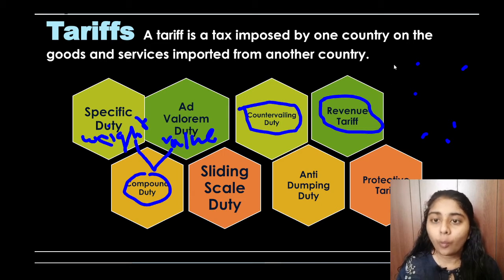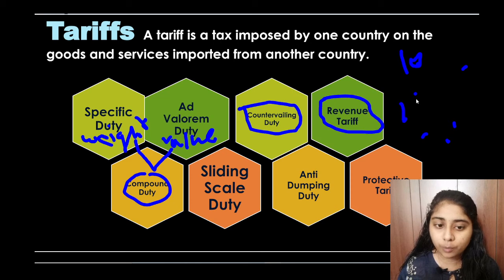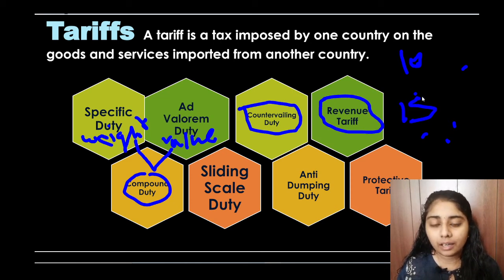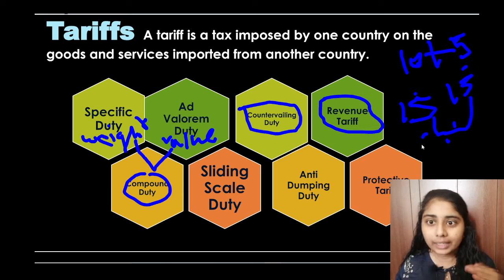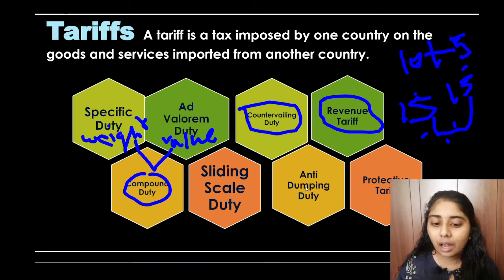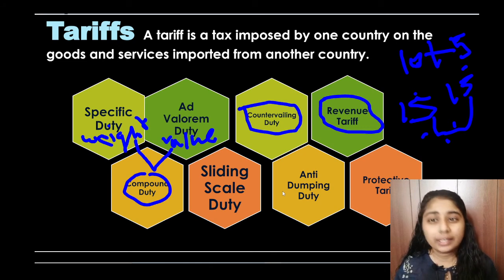Then comes anti-dumping duty. As I told you, suppose the foreign product costs rupees 10 and the domestic product costs rupees 15. Taking the case of India, suppose in India the product costs rupees 15 and in another country it costs rupees 10. People will prefer to buy the product at rupees 10 only. So what will the government do? The government will impose an anti-dumping duty, by which the foreign product and the domestic product will have somewhat equal rates. That is anti-dumping duty. It is mainly done to reduce dumping.